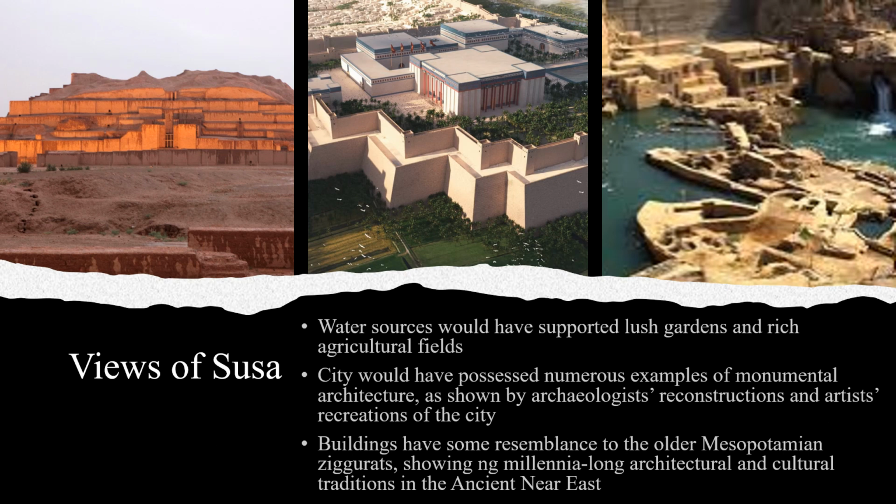Here are some more views of Susa. As you can see, there's water sources very close to the city, including springs, which would have allowed the residents of Susa to support lush gardens and rich agricultural fields. The city would have possessed numerous examples of monumental architecture, as shown by archaeologists' reconstructions and artists' recreations of the city. The buildings have some resemblance to the older Mesopotamian ziggurats, seen here with their levels, which shows the long cultural and architectural traditions of the ancient Near East.